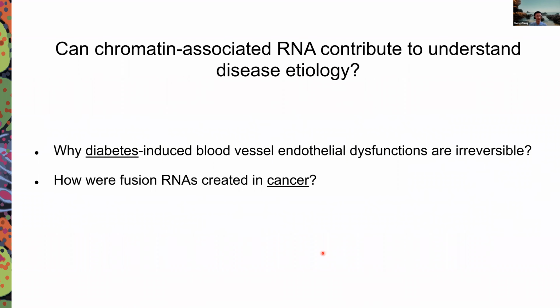So leveraging this information, we wanted to ask if chromatin-associated RNA can contribute to understanding a disease generation process. We have two questions of strong interest to our lab for several years. One is why diabetes-induced blood vessel endothelial dysfunctions are irreversible. The second question is how fusion RNAs are created in cancer. I'm going to briefly discuss each case and what we learned there.